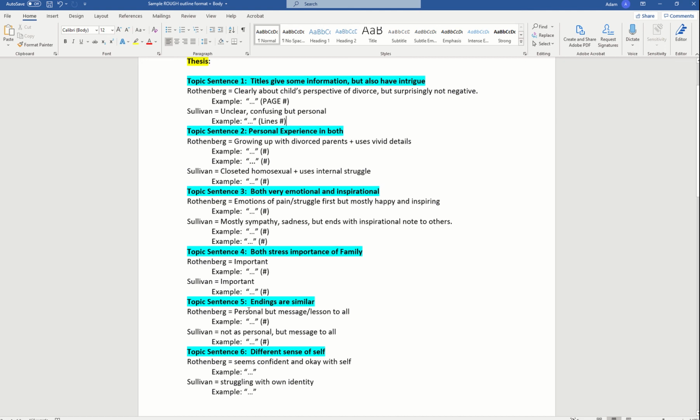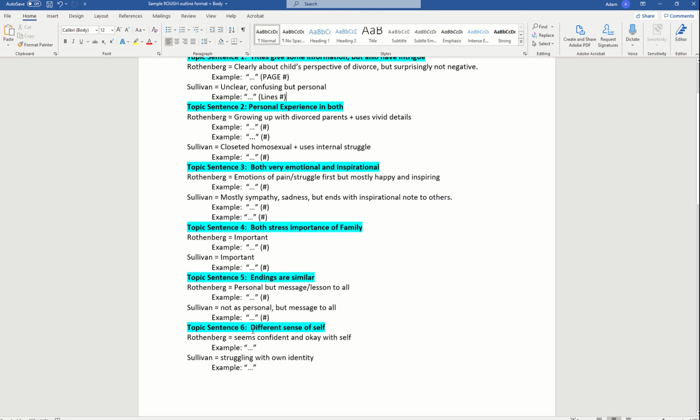Topic sentence 5, another idea. I thought the endings were similar. I thought Rothenberg's was personal, but it ends with a message or lesson to everybody. So she has that personal touch, but it's really reaching out to all readers. And then Sullivan's I thought was not quite as personal, but it still had that message to everybody. And then finally, I thought that the authors have a very different sense of self. Rothenberg seems confident and okay with herself, and Sullivan really seems to be struggling with his own identity throughout.